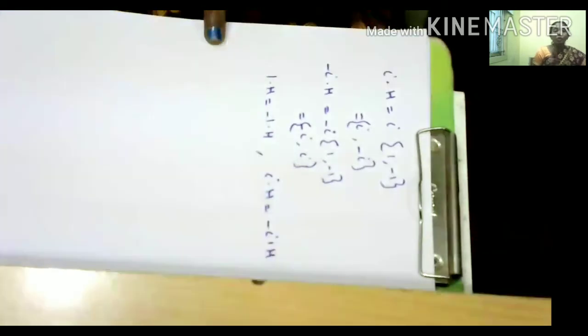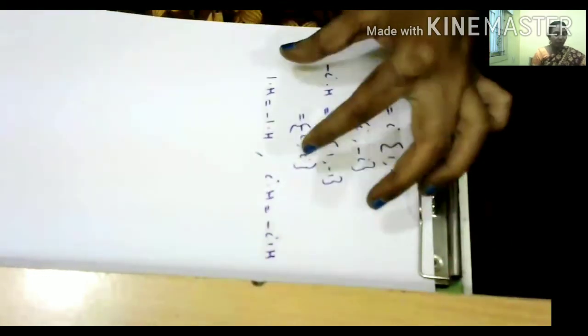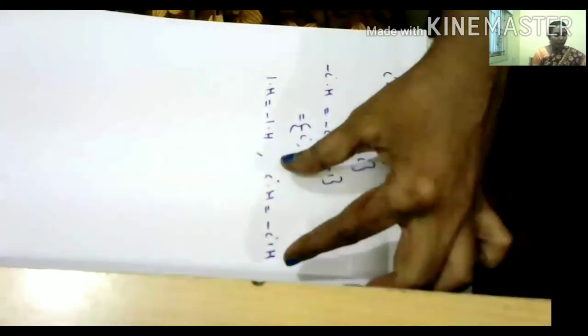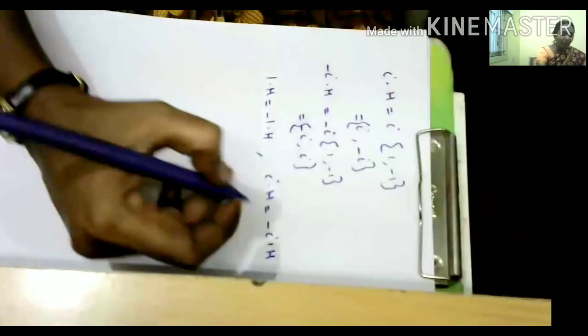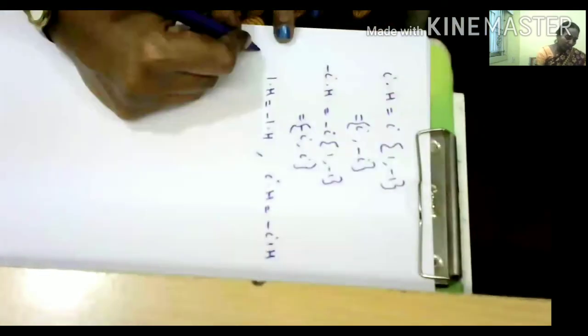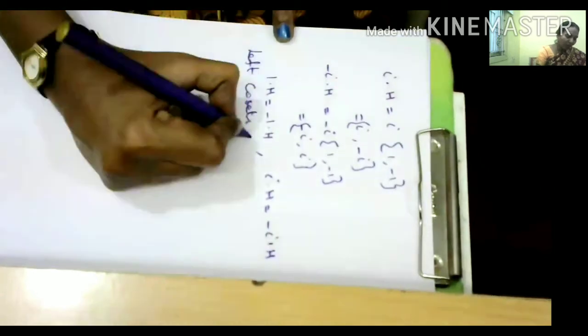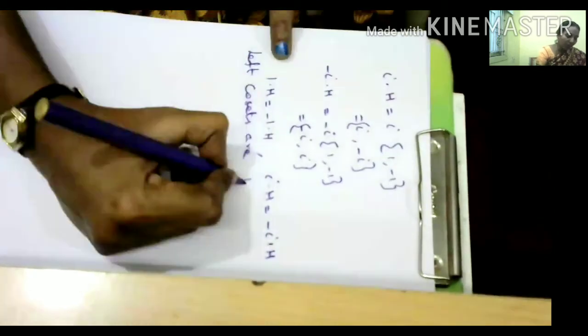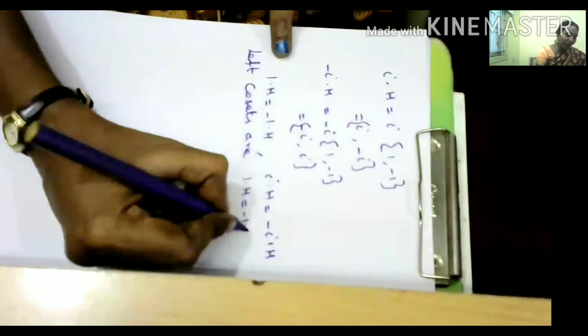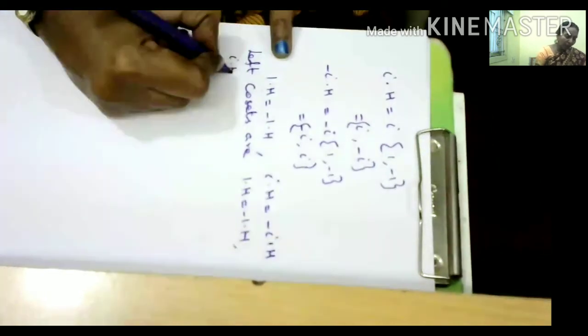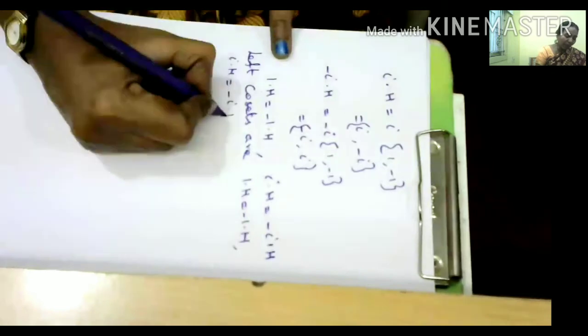So you have got two left cosets here. One left coset is 1 into H is equal to -1 into H. The second left coset is i into H is equal to -i into H. Therefore, the conclusion is that the left cosets are 1 into H is equal to -1 into H, and i into H is equal to -i into H.